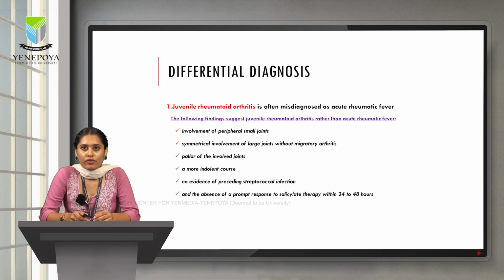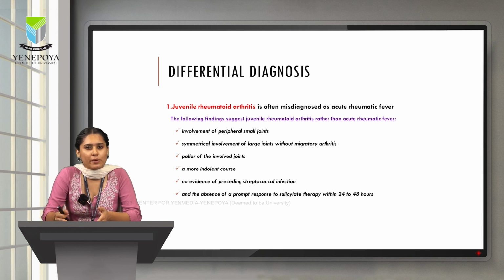Symmetrical involvement of large joints without the migratory arthritis. In case of rheumatic fever, it is usually migratory as well. You can see that more than one joint is involved, but here you will not see that condition. Pallor of the involved joints can be seen. A more indolent course is seen.